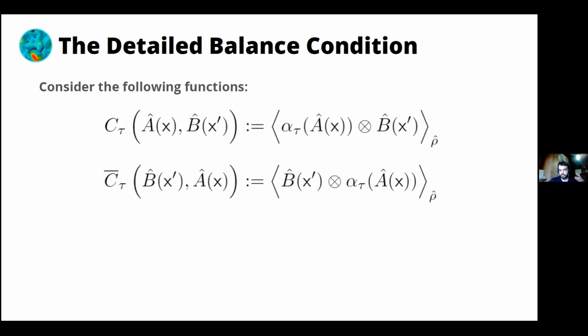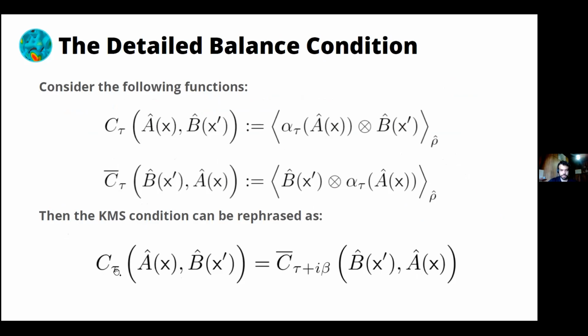I'm just going to rephrase it in terms of the detailed balance condition. So in order to do this, I would define the two-point function such that the first operator evolves in time as C tau, and the two-point function such that the second operator evolves in time as C bar tau. And then the KMS condition can be rephrased simply as C tau at AB equals C bar tau plus i beta at BA, and that's it.